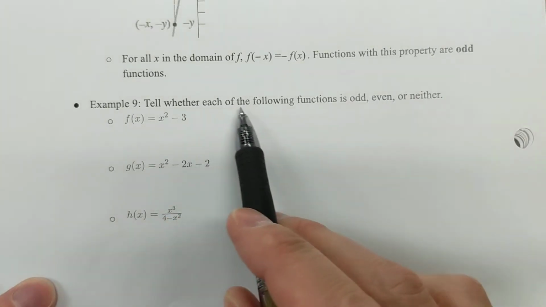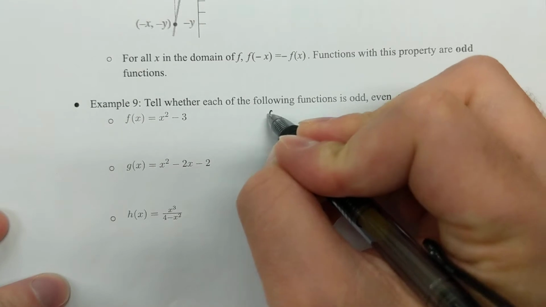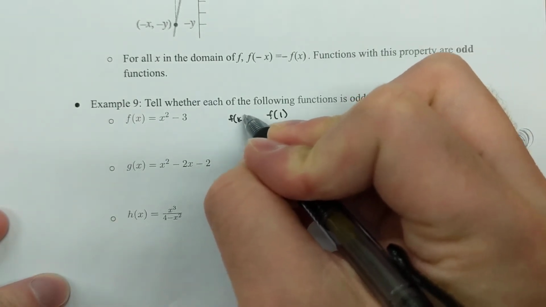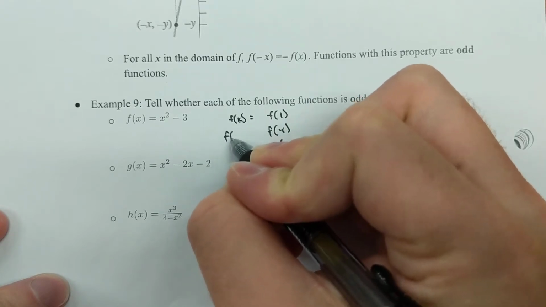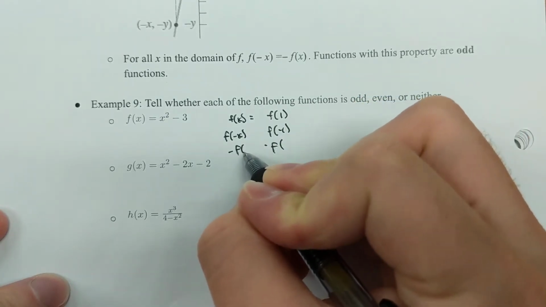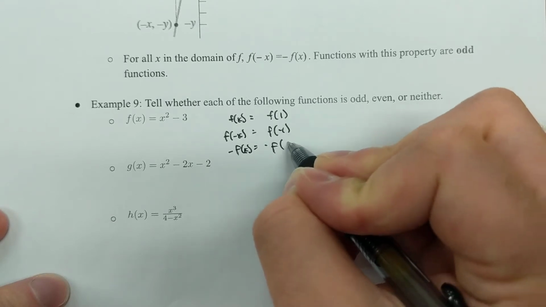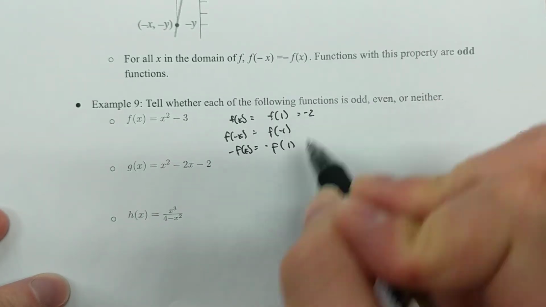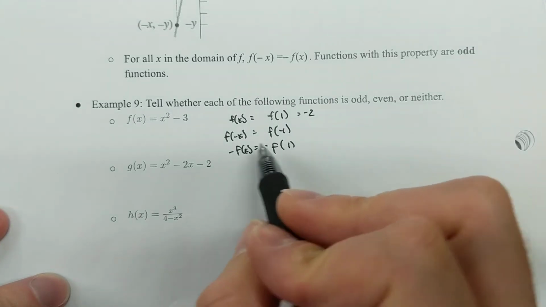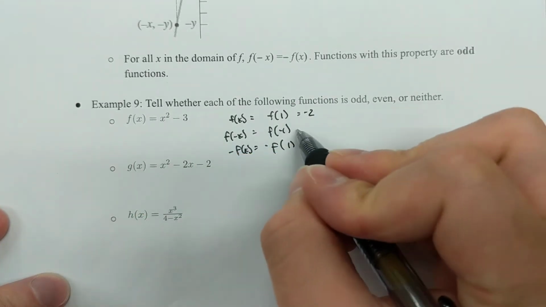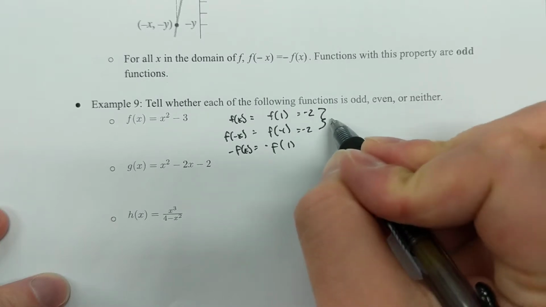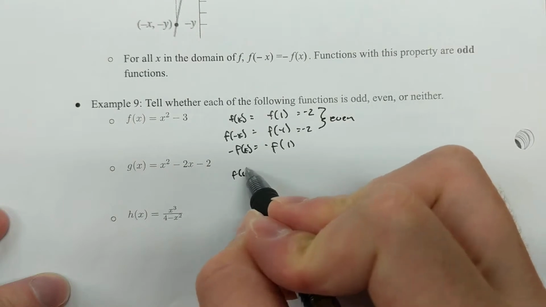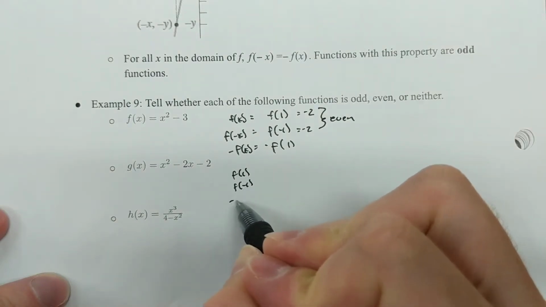So it says, tell whether each function is odd, even, or neither. To check this, you pick some value for x, and you check these three things: f of x, f of negative x, and then negative f of x. So if I plug 1 in, 1 squared minus 3 is negative 2. If I plug negative 1 in, negative 1 squared is 1, minus 3 is negative 2. If these two match, your function is even.